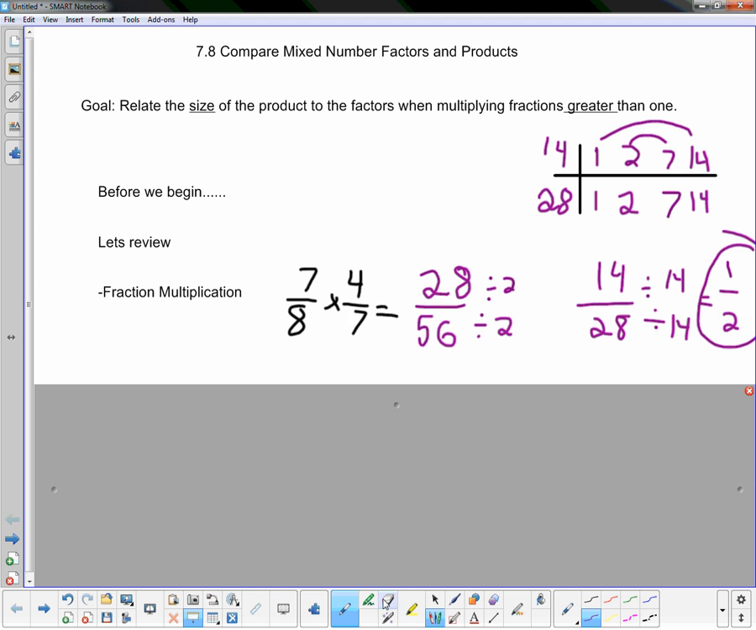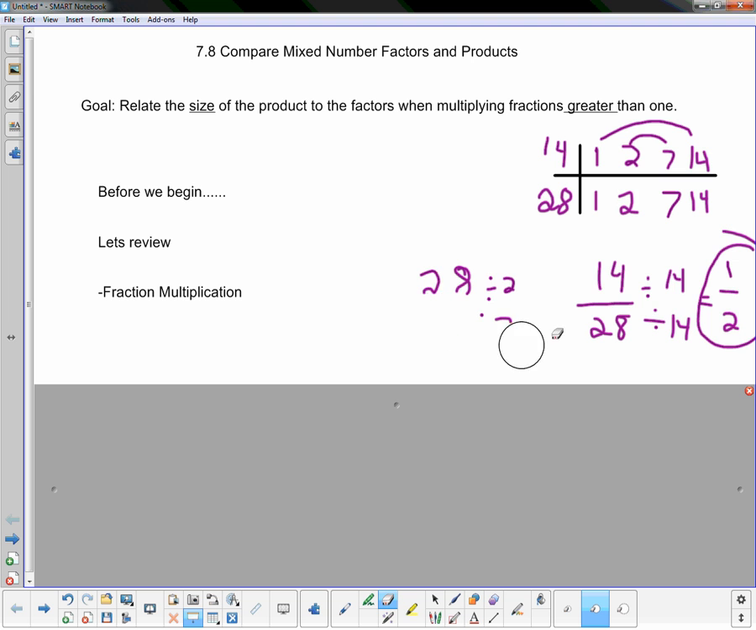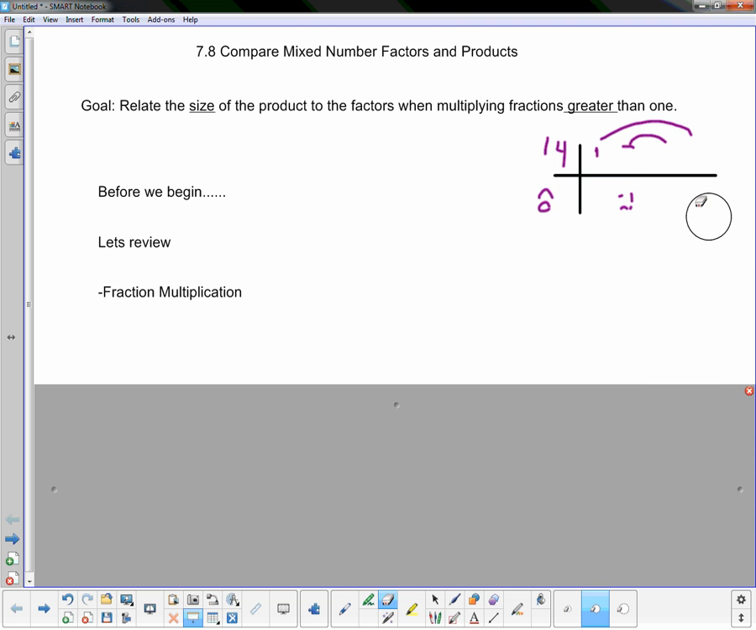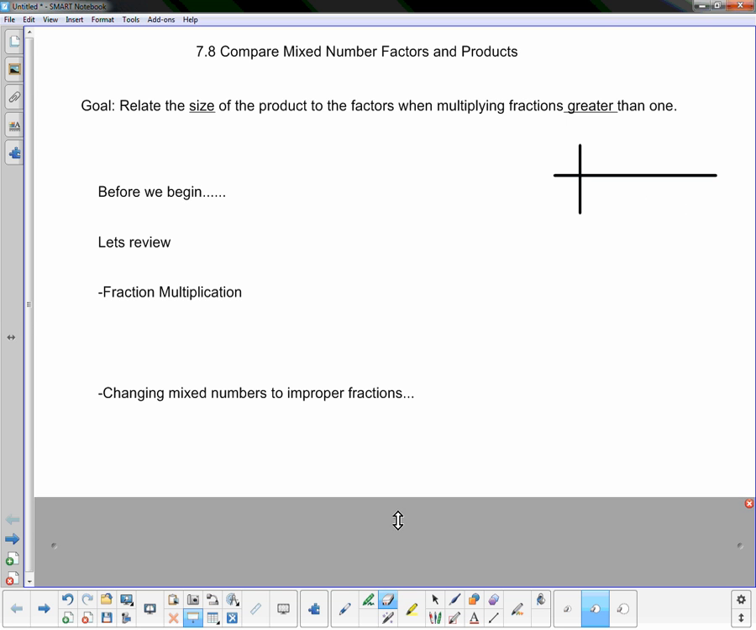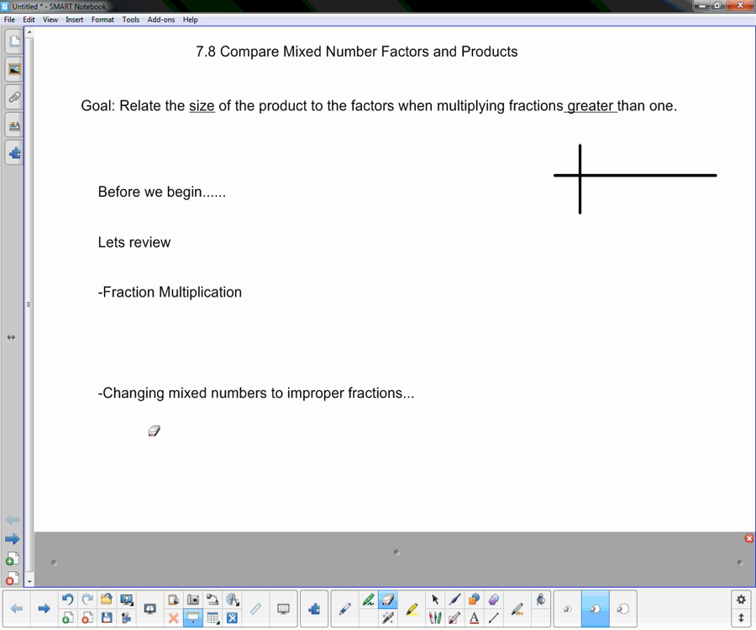Okay, so that was a review of fraction multiplication. To do your job today with anything with mixed numbers, we need to be able to feel comfortable with changing mixed numbers to improper fractions. So let's just do 2 quick reviews. Let's have 1 and 7/10 and change that from a mixed number to an improper fraction.